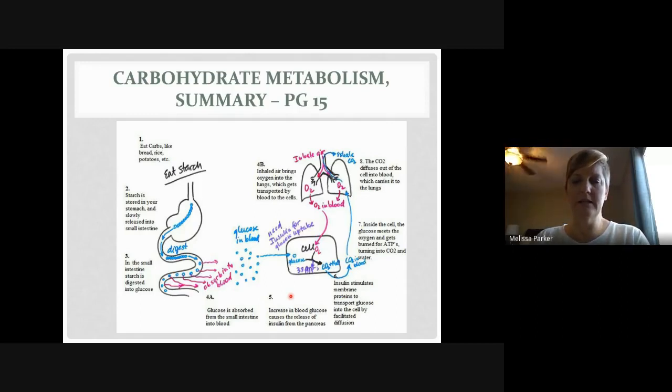So inside the cell, the glucose meets with oxygen that it got from the lung, and it gets burned for ATP, and it turns into CO2 and water. So remember, we learned that when we add oxygen in the intermediate phase, we create CO2. And we continue to create CO2 through that process. And so we have to get rid of it. We also create water.